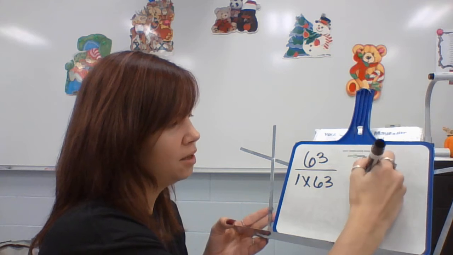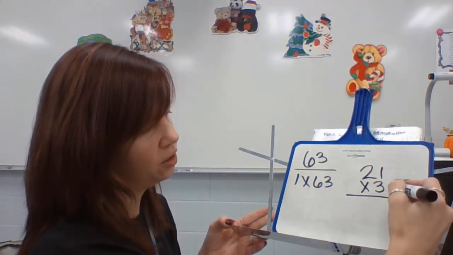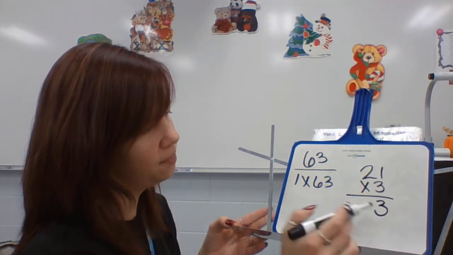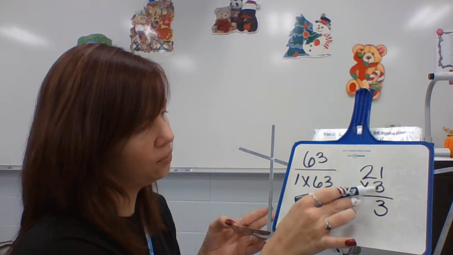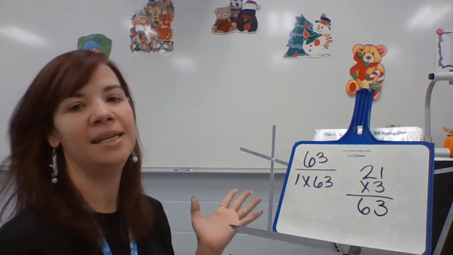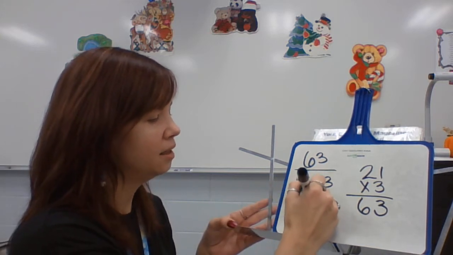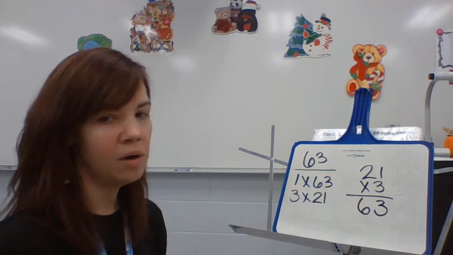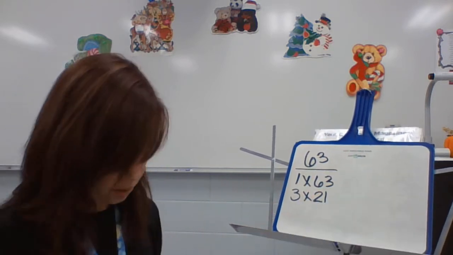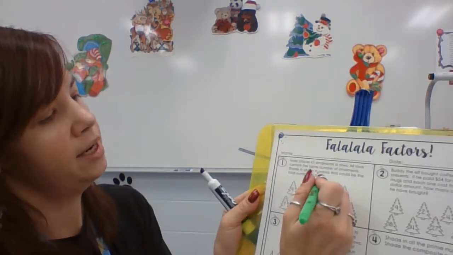All right, so 21 times 3. Start in your ones place, 3 times 1. So you start straight up, and then you go diagonal. 3 times 2 is 6, and I see a 63. So I know that 3 times 21 will give me 63. Those are factors. I'm going to go ahead and color the 3 and the 21 in.